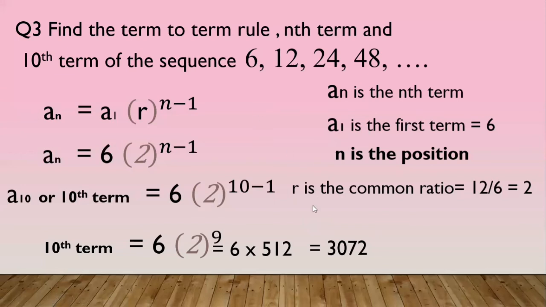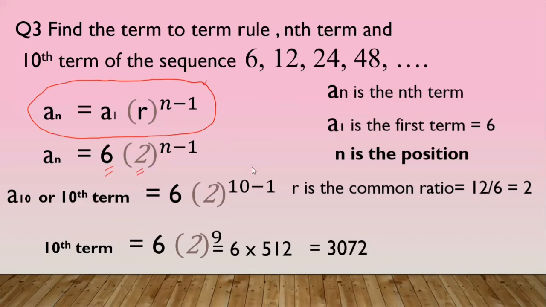Let's understand how we went about it. First, we understood that it is a geometric sequence because there is a common ratio 2. The formula for finding the nth term is an is equal to a1 r raised to n minus 1, where r is the common ratio, 6 is our first term, and 2 is the common ratio raised to n minus 1. This is our nth term of the sequence.